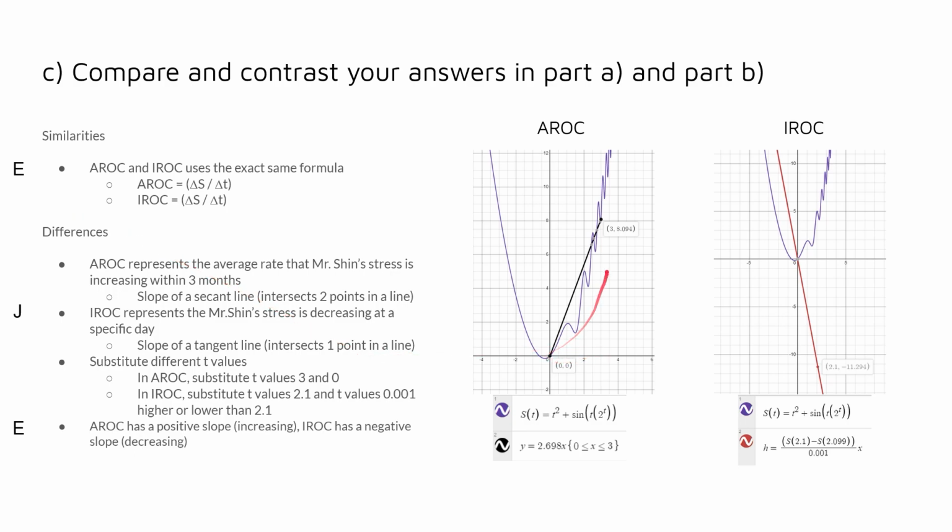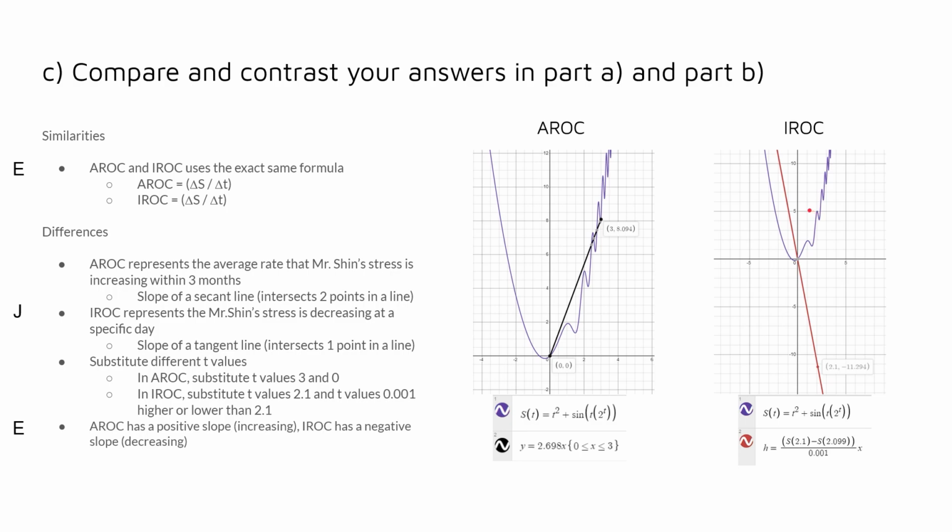So we have 0, and we have all the way up to 3. Looking at that sine wave, that's a little wonky because it's also exponential. The average line that the stress level would look like is AROC. IROC represents the stress level of Mr. Shin at a specific time. So IROC would be this, because specifically at 2.1, which would be right here, that is where his stress is at. So this line should be parallel with the point that IROC is asking for right there.